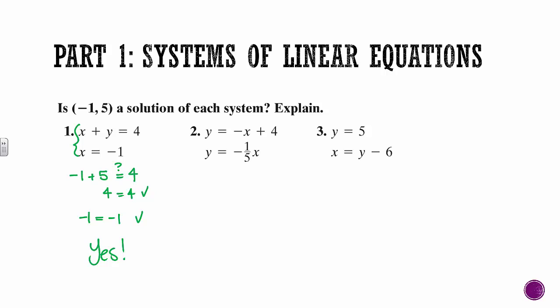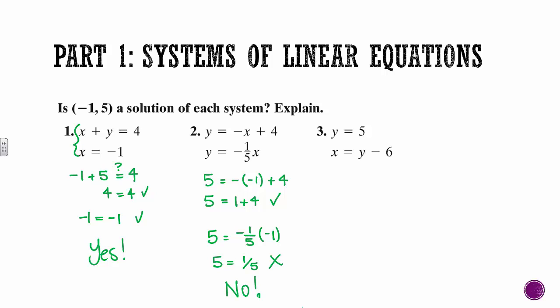Let's try this next one. Plug in my y value: 5 equals the opposite of my x value plus 4. So I get 5 equals 1 plus 4, which is true. And then do the same thing for the other one. 5 equals -1/5 times my x, which is -1. So I get 5 equals 1/5. This doesn't work. So that means that this point that we have here is on this line, but it's not on this line. So because it doesn't work in both, it is not a solution to the system. Try this one on your own.